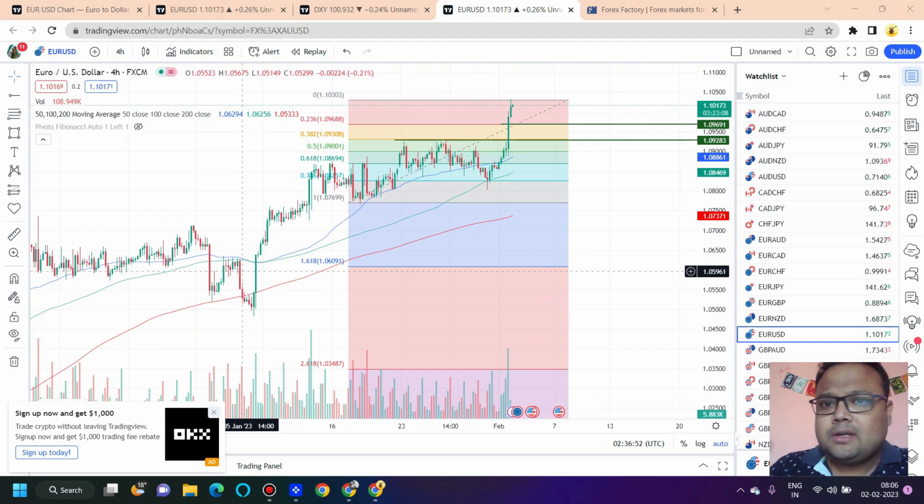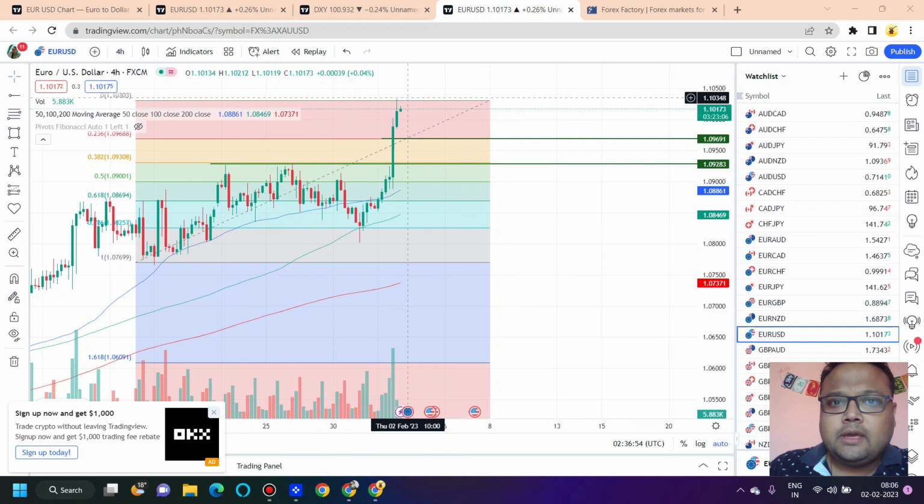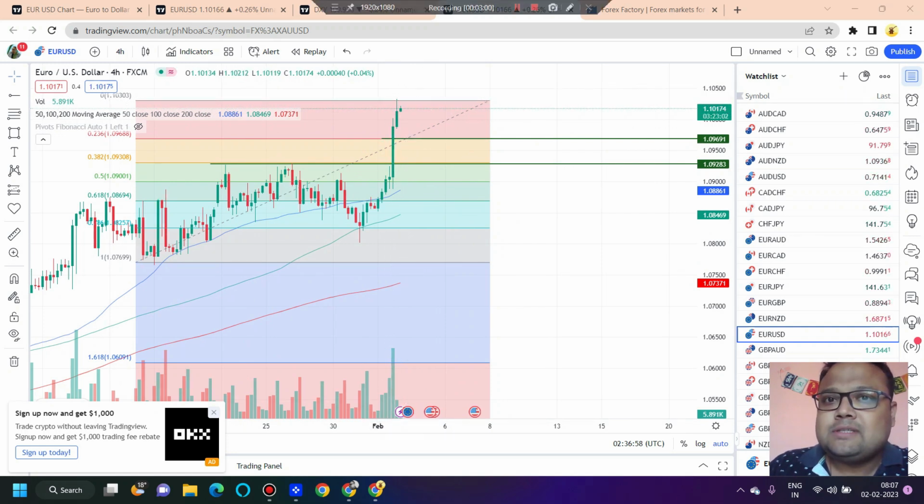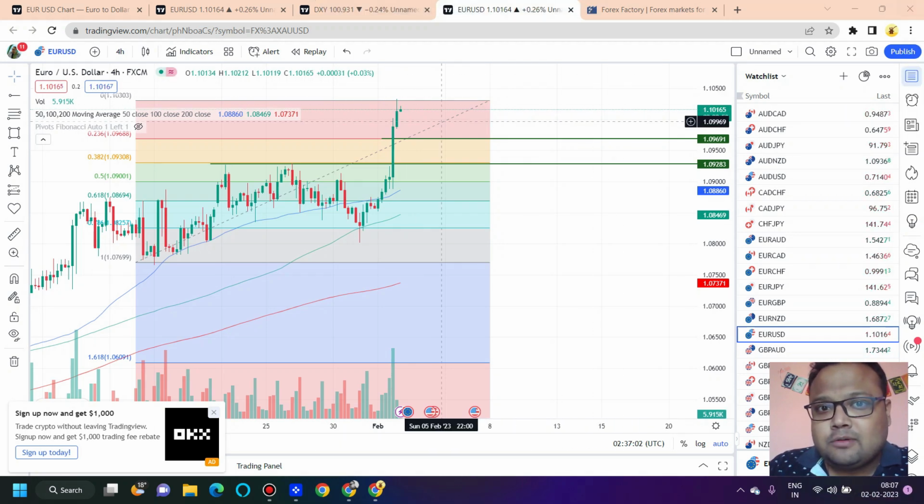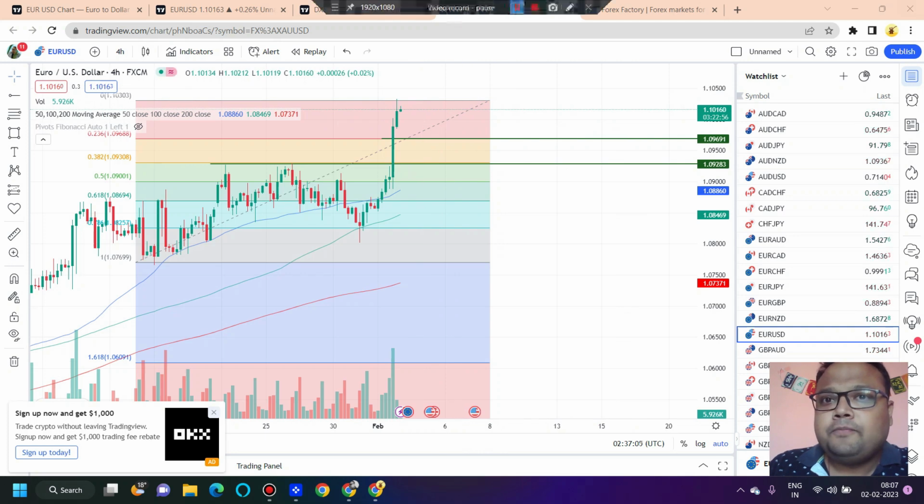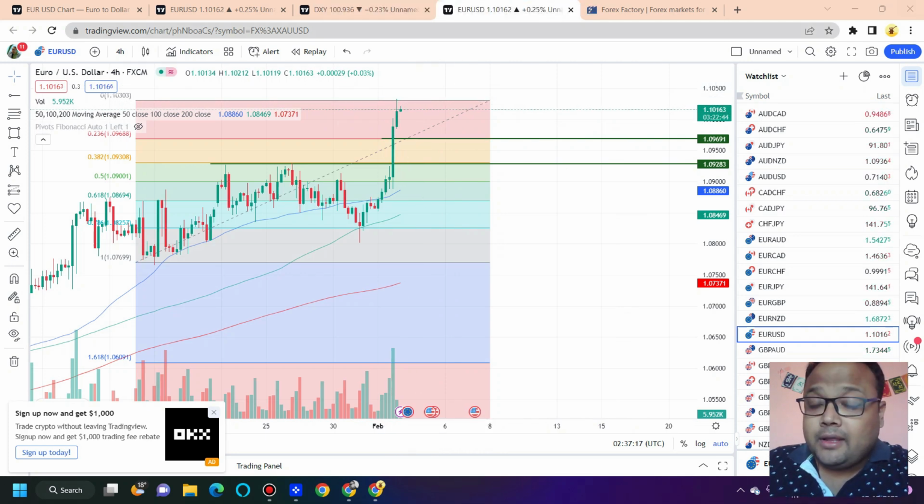So on the chart of Euro USD, if you're planning to take a buy position here, then this is very risky because eventually after some time you will see Euro USD coming down, because Euro USD cannot go up from here like that. Eventually it will have to come down.